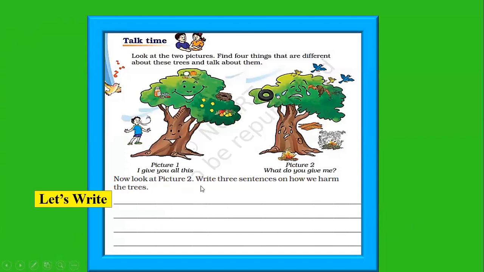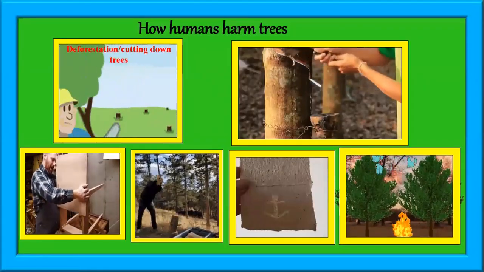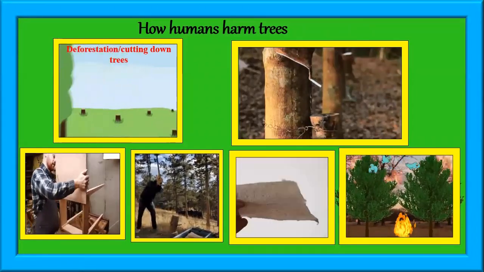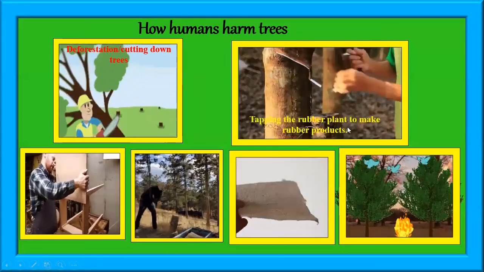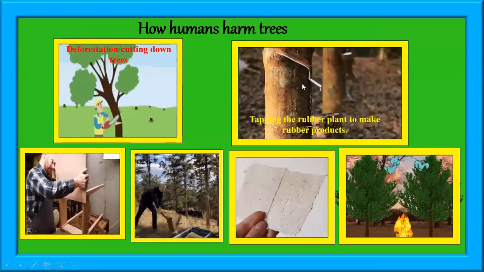Now let's move on to the next bit. Now look at picture 2. Write 3 sentences on how we harm trees. So children, you need to write down 3 sentences on how humans harm trees. First, let's find out how we harm trees. We cut down trees and build towns and cities. Cutting down trees is called deforestation. Instead of cutting down trees, we must plant trees. We also tap the rubber plant to make rubber products. Thereby, we are harming its bark.